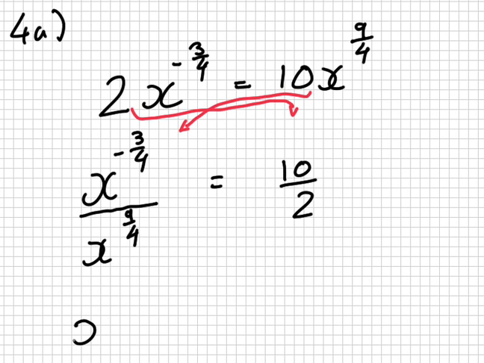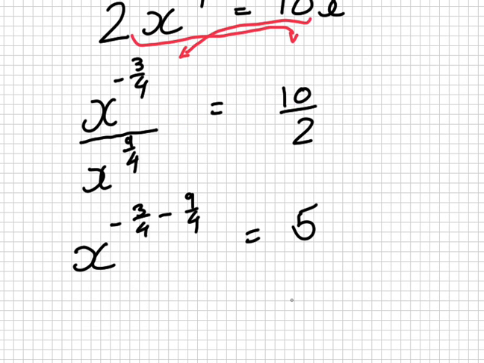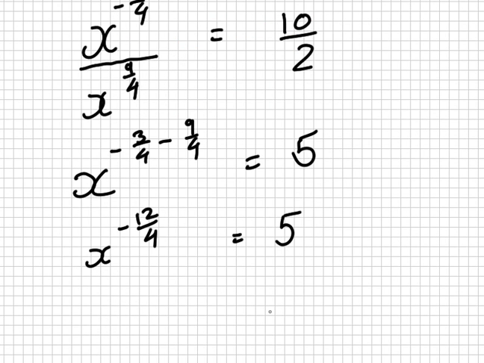So on the left, I get x^(-3/4 minus 9/4) equals 10 over 2, that's 5. So I get x^(-12/4) equals 5. So I get x^(-3) equals 5. By the way, it's quite common in the exam to get something like a fraction here, like maybe minus 1 over 3 or whatever. In this example, it just worked out to be minus 3.